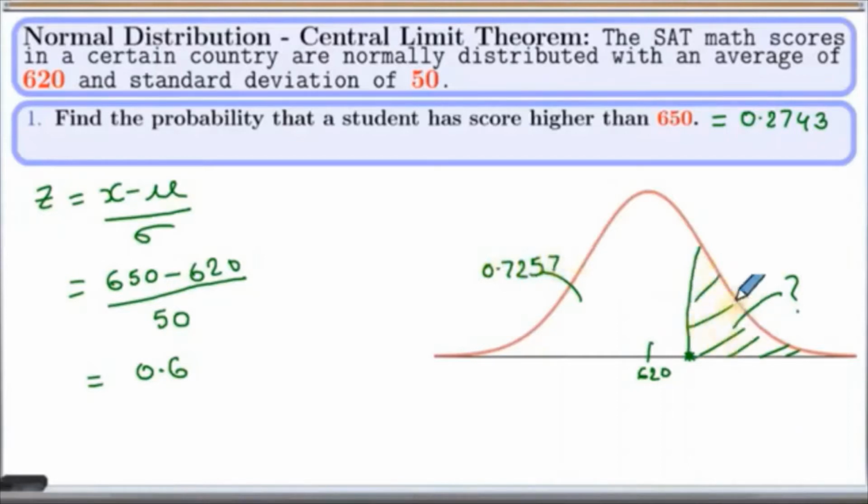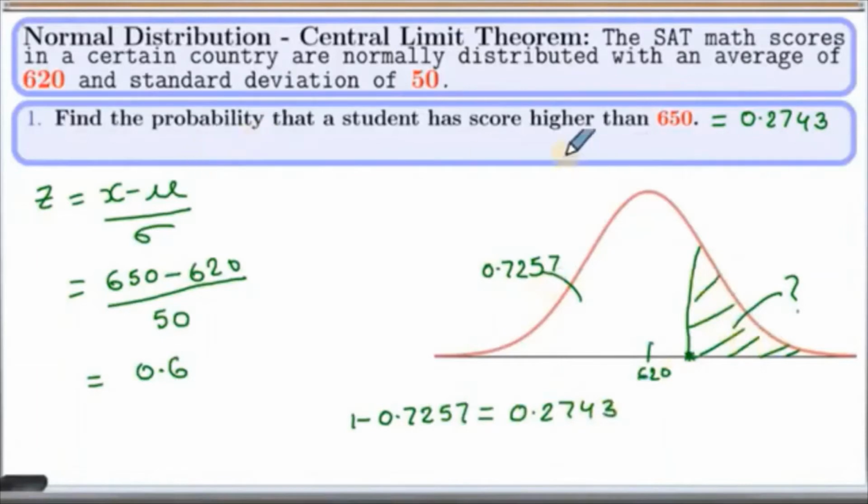Actually, we are interested in the area to the right. That's what we need to find. So all we need to do is subtract this number from 1. So we get 1 minus 0.7257. We get 0.2743, which is this area here.